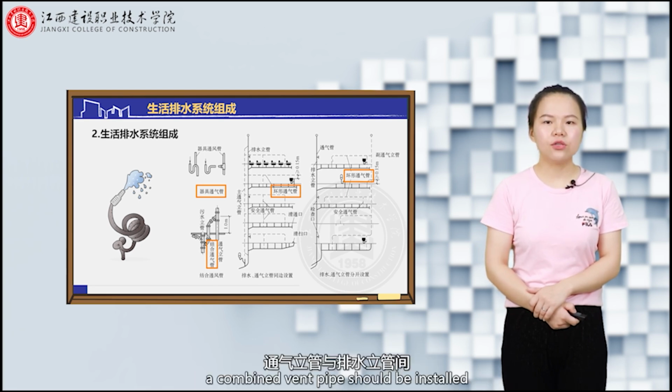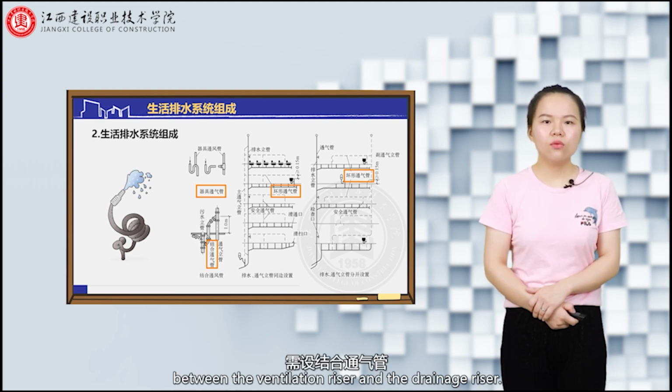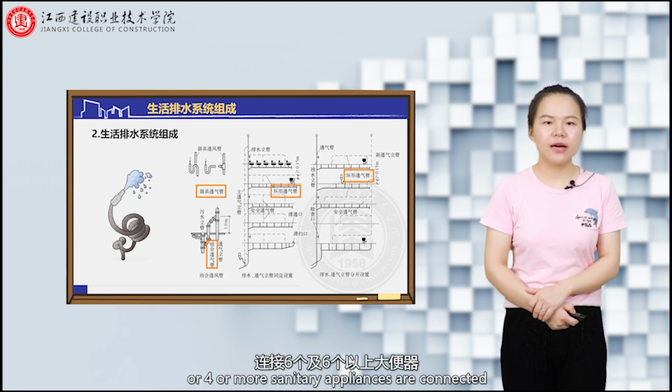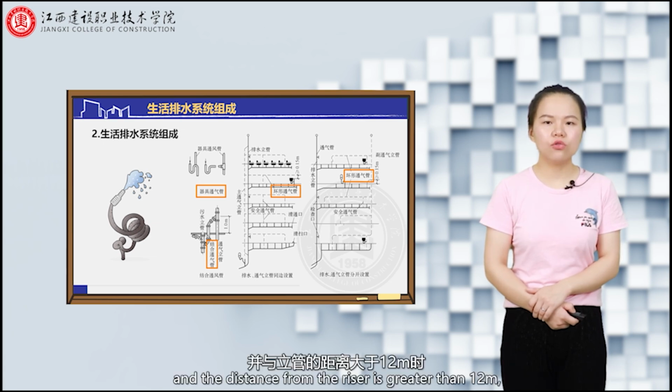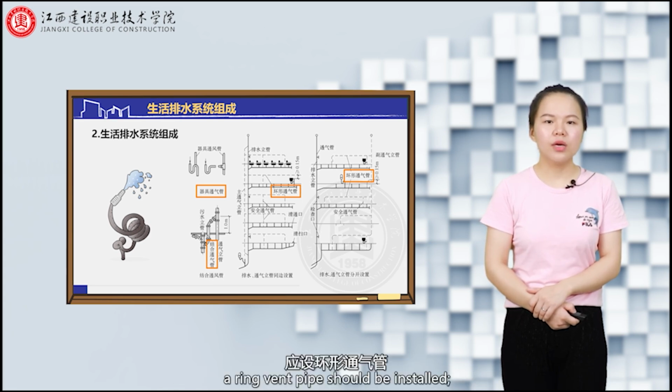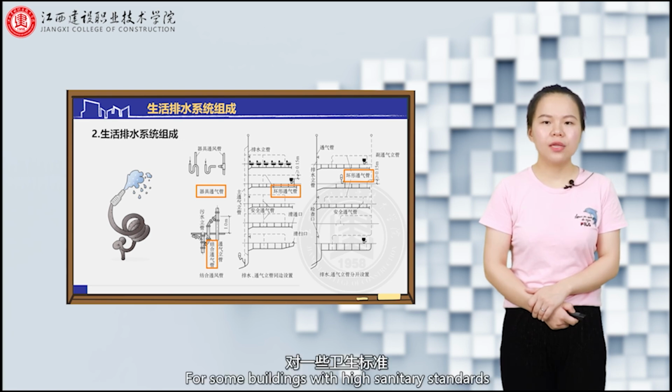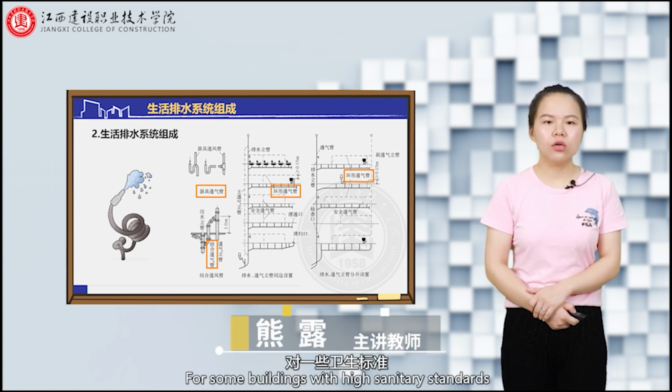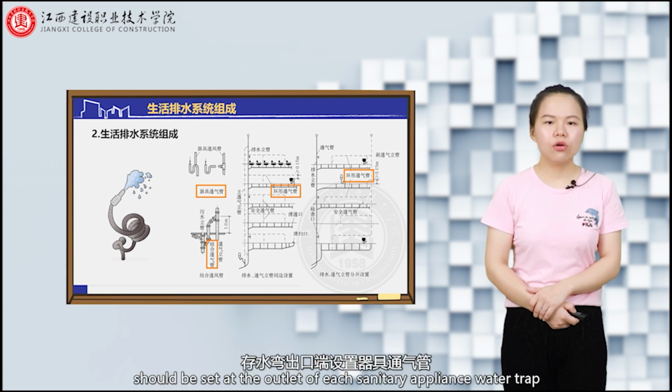A combined vent pipe should be installed between the ventilation riser and the drainage riser. When 6 or more toilets or 4 or more sanitary appliances are connected to the horizontal branch pipe, and the distance from the riser is greater than 12 meters, a ring vent pipe should be installed. For some buildings with high sanitary standards and noise control requirements, appliance ventilation pipes should be set at the outlet of each sanitary appliance water trap.